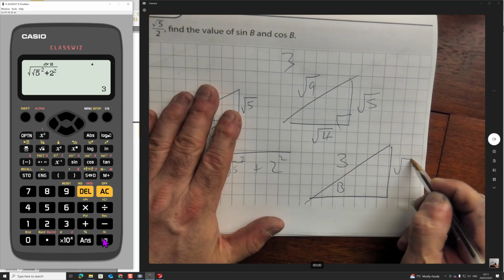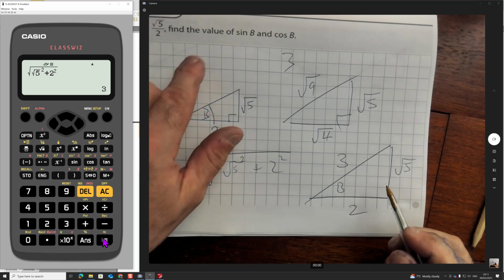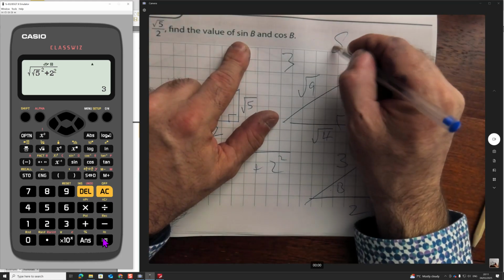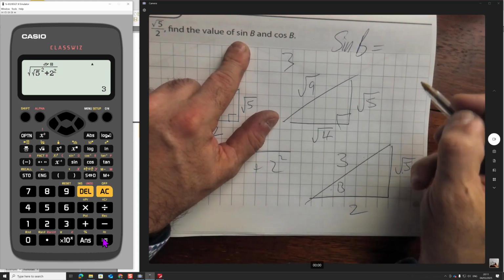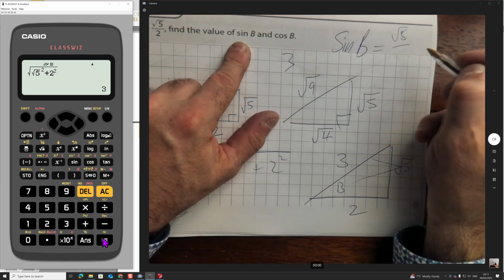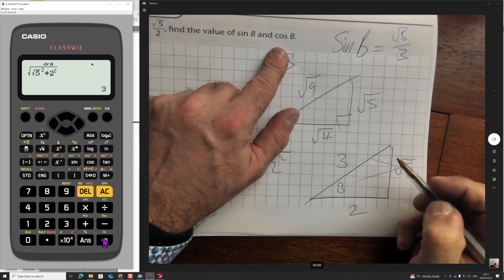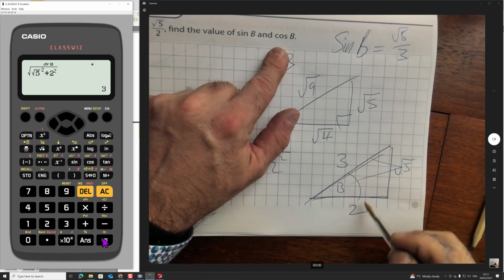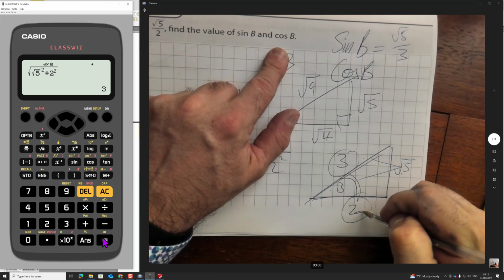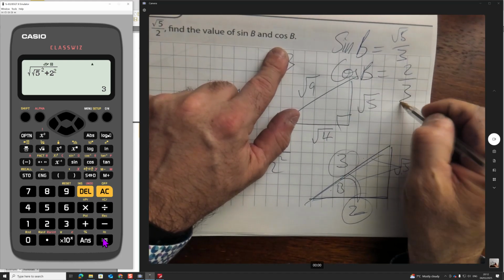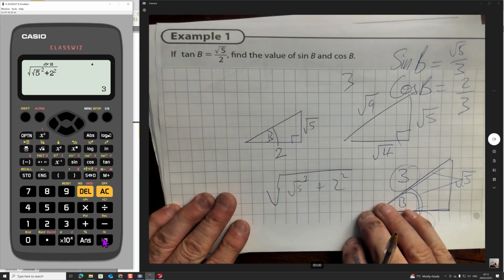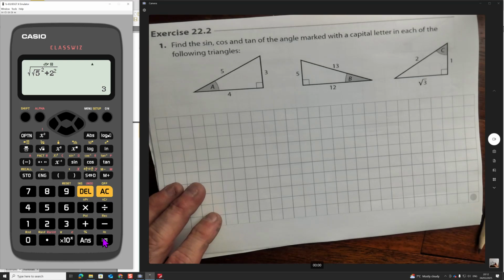Using 3, root 5, and 2, what's the sine? The sine of B is opposite over hypotenuse, root 5 over 3, and the cos of B is adjacent over hypotenuse, equals 2 over 3. I suppose on reflection you might need this because I didn't do that in class.